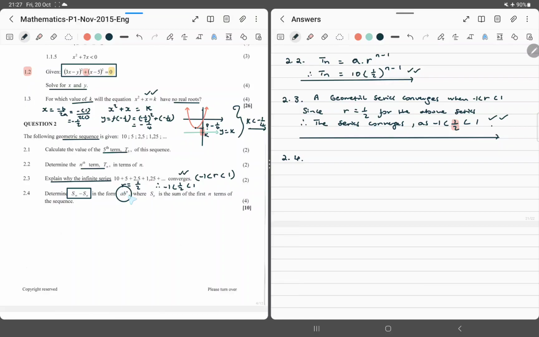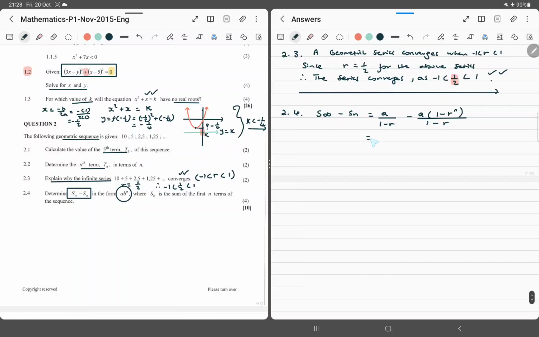This is the standard exponential form where Sn is the sum of the first n terms of the sequence. Easy. Sum to infinity minus Sn means we have A over 1 minus R minus A into 1 minus R to the n, all over 1 minus R. Okay, so that is just the formula we're going to employ.